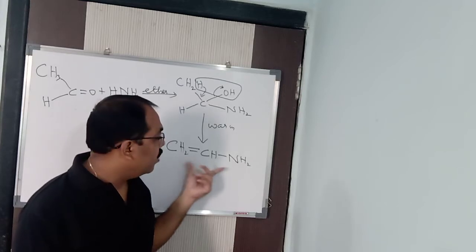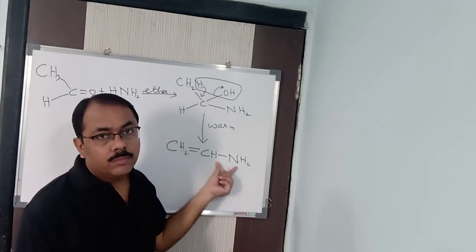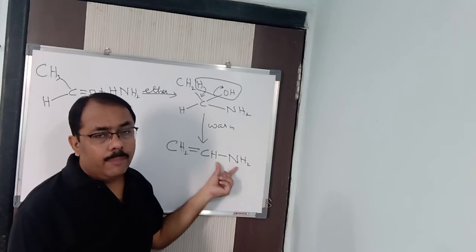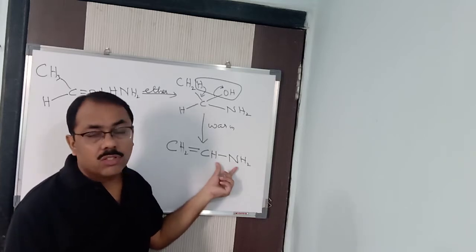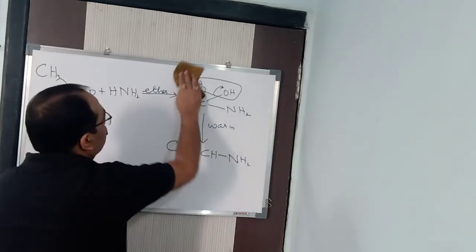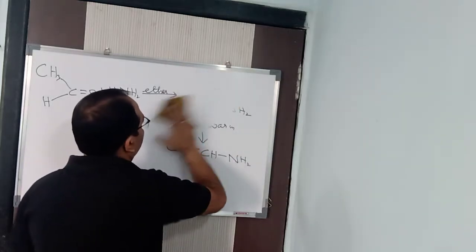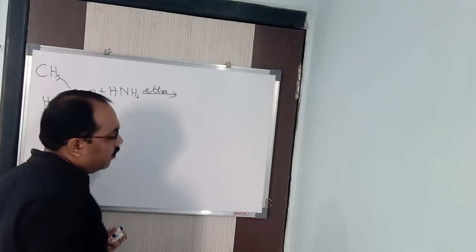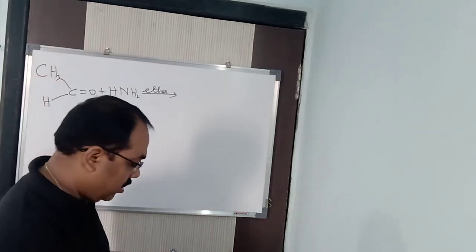For tautomerization, what do you want? You want nothing but an oxygen atom, which will help in tautomerization. But that is missing here. So tautomerization is not going to take place. That means this product is not stable. So hence this particular reaction is not going to take place, because just now we have done it, this sort of reaction is not going to take place.